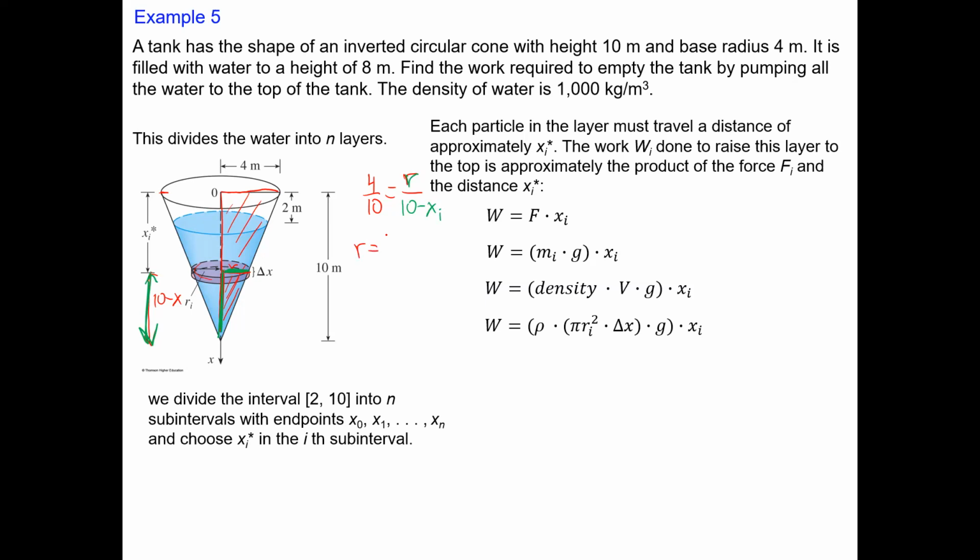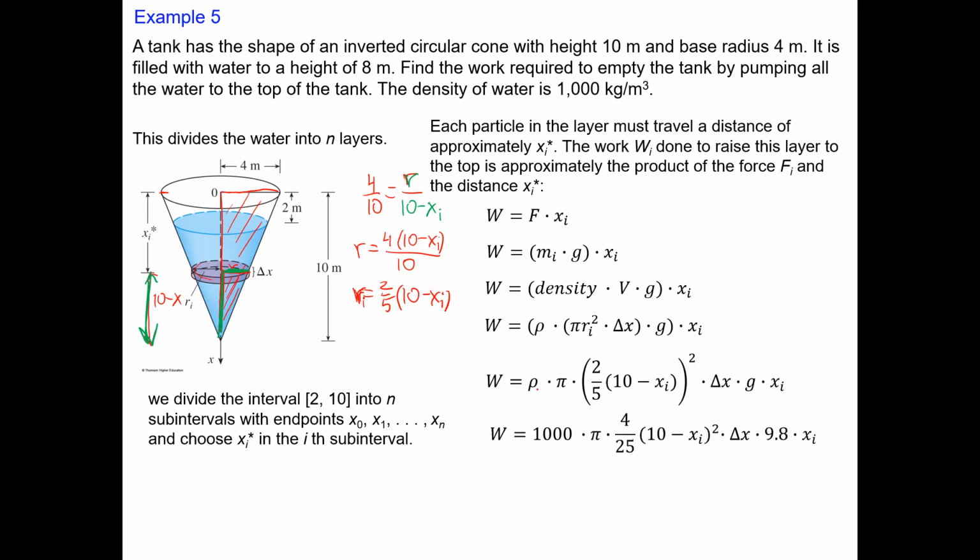Cross-multiplying, 4 times (10 minus x sub i) over 10, which is 2/5 (10 minus x sub i). I mean, this is the radius, of course, in terms of x. So it is 2/5 (10 minus x sub i), squared. Now we're ready. We can just take this formula and integrate. I substituted the density of the water and the acceleration due to gravity, and that's it.